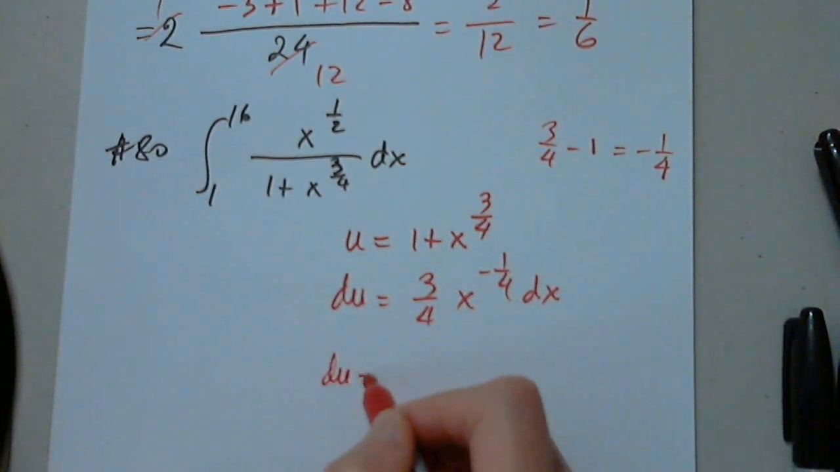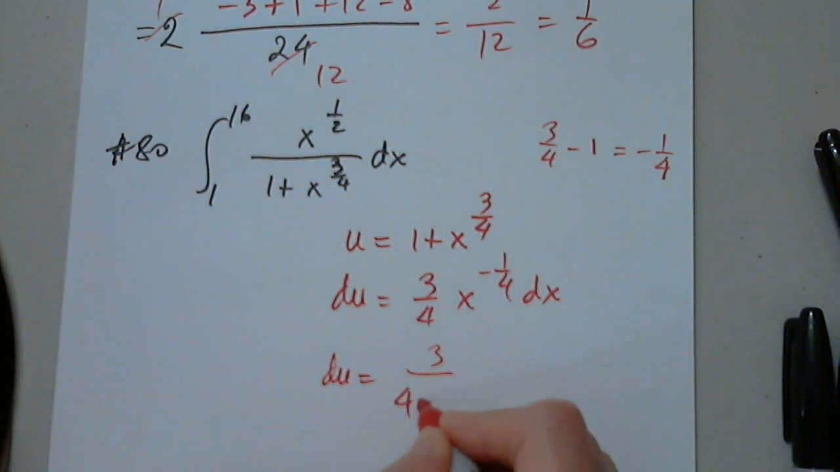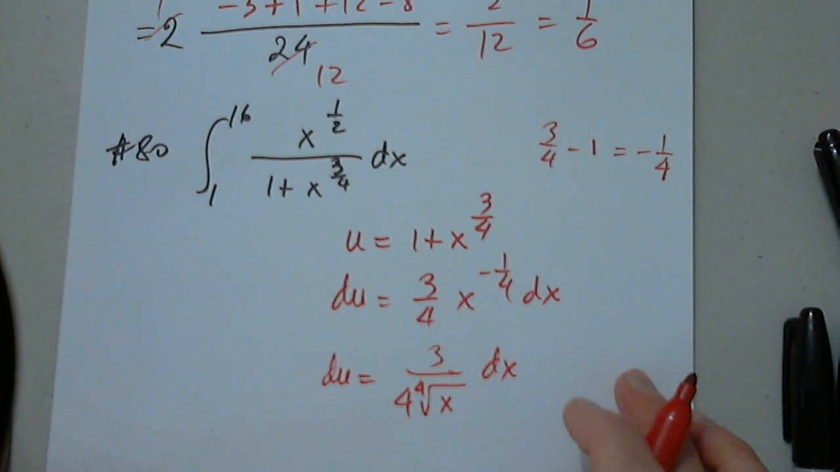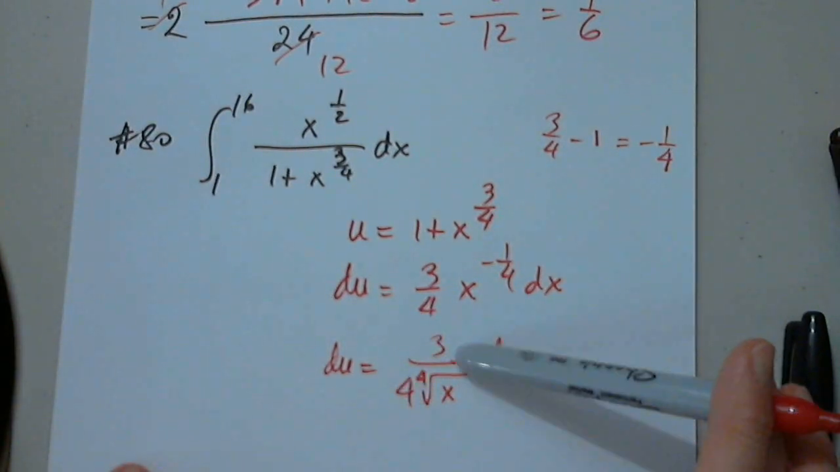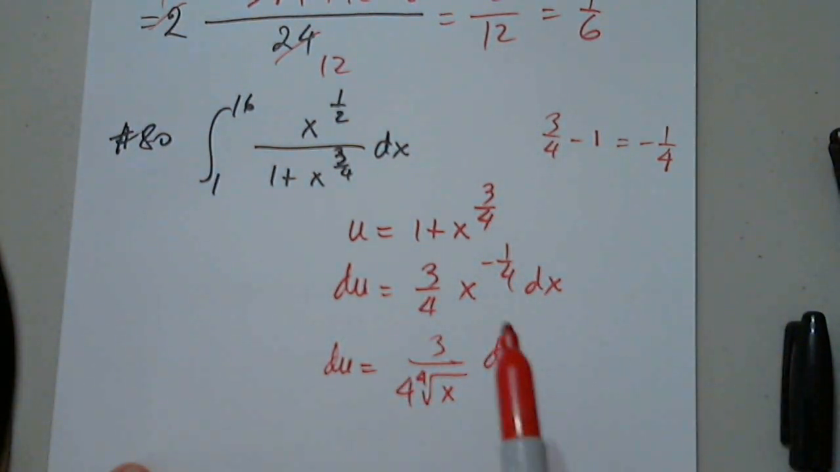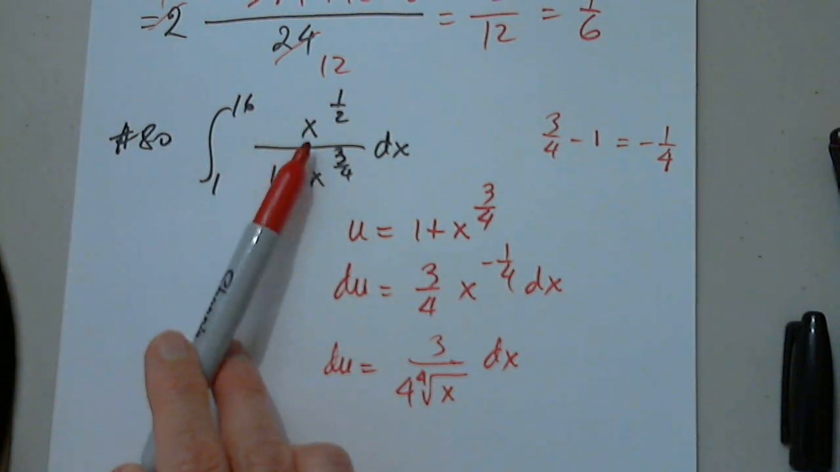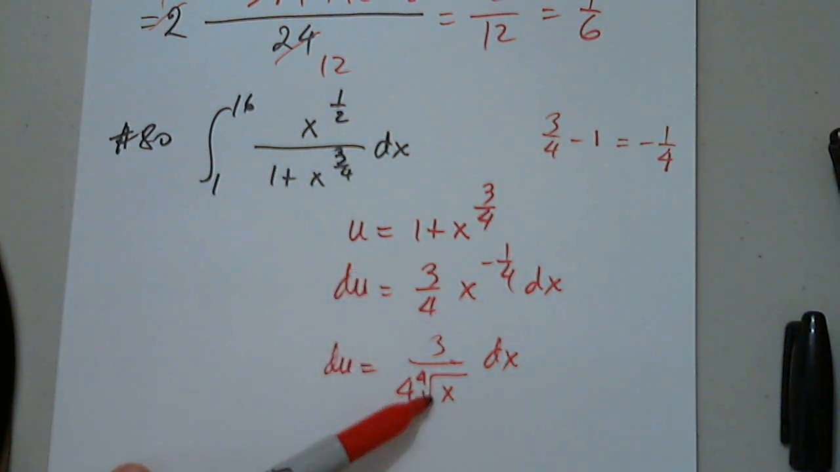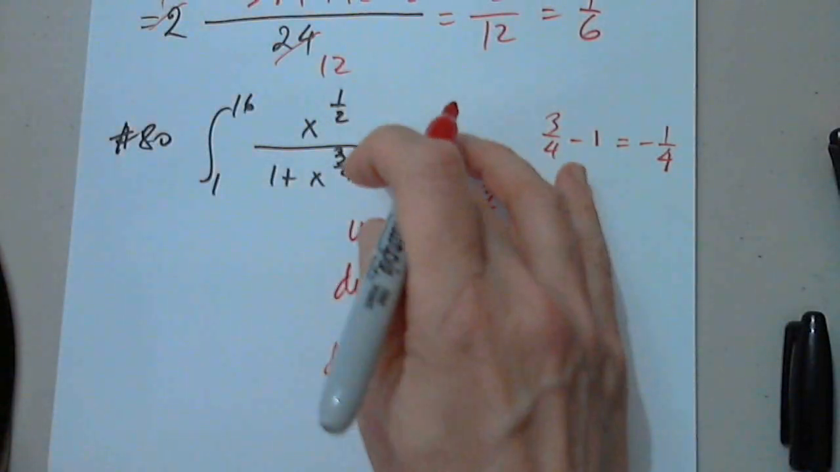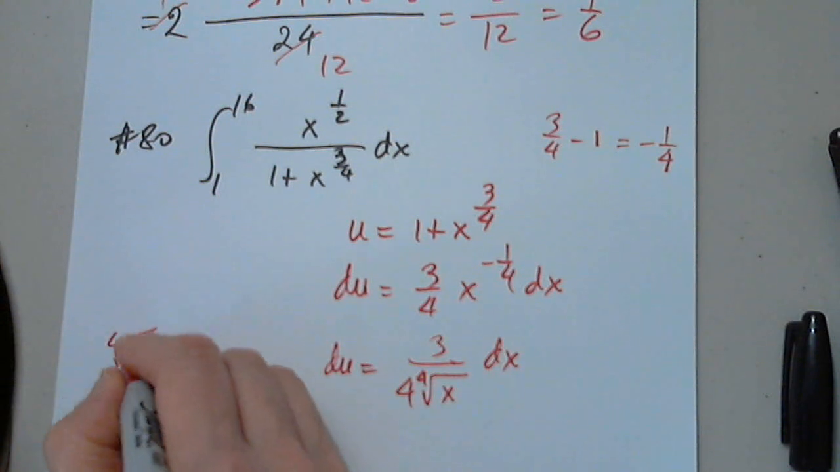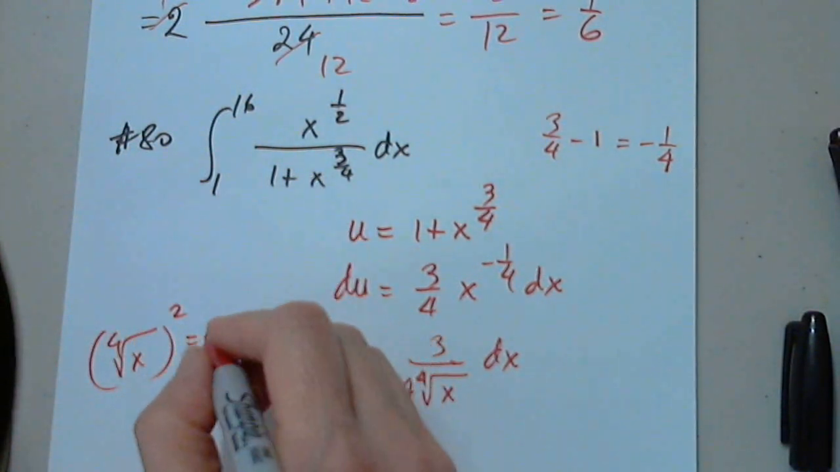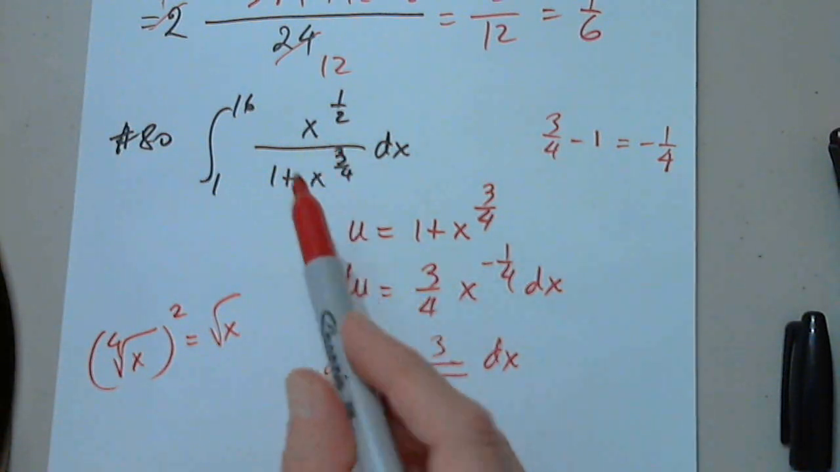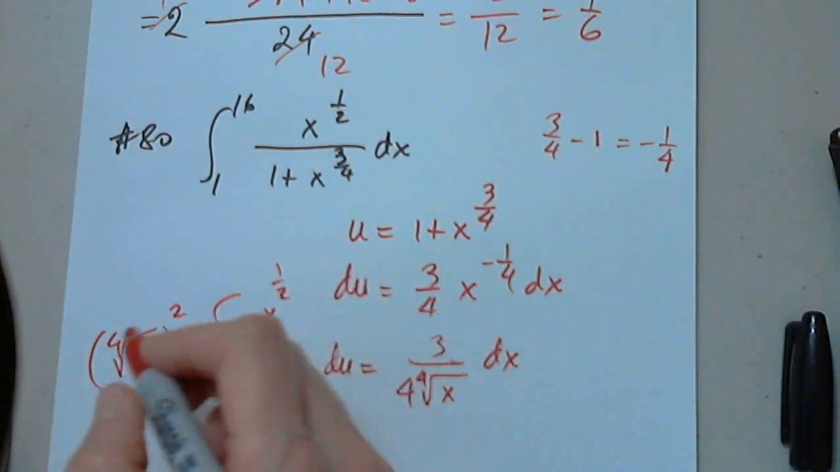So du will be 3/4 the 4th root of x dx. Okay, so what is this? This squared is that. I see. So what I already noticed is that the 4th root of x squared will be the square root of x. This is what we have here. X to 1/2 or the square root of x is the same thing.